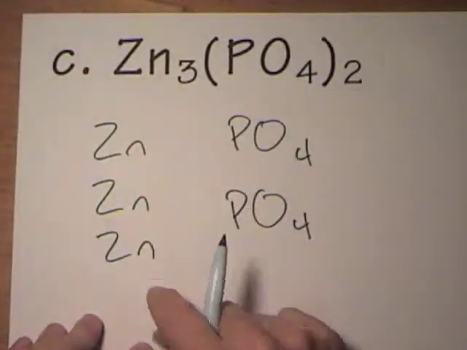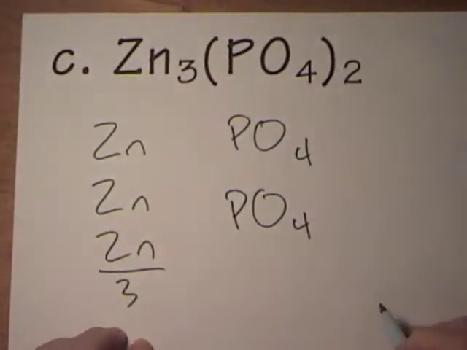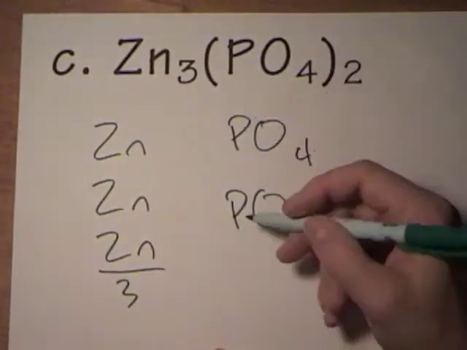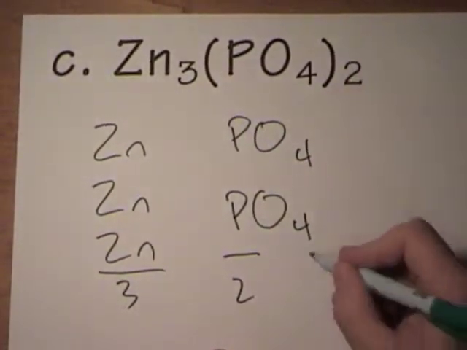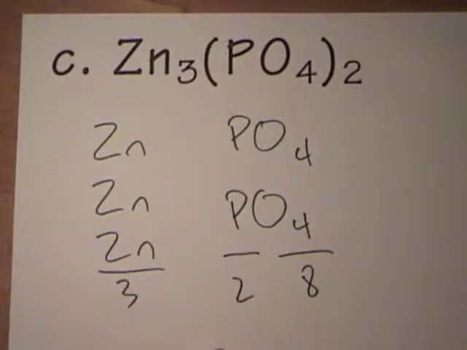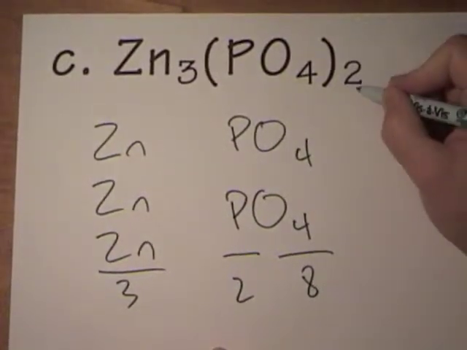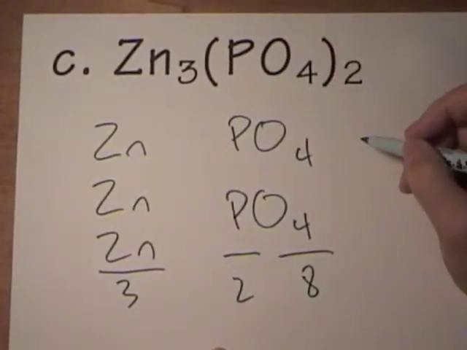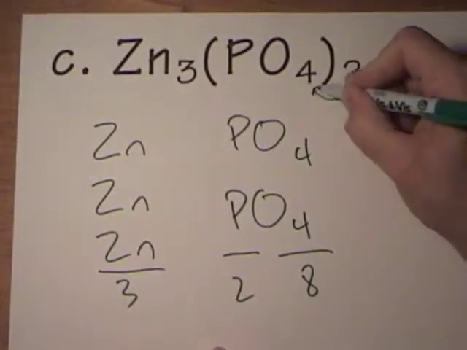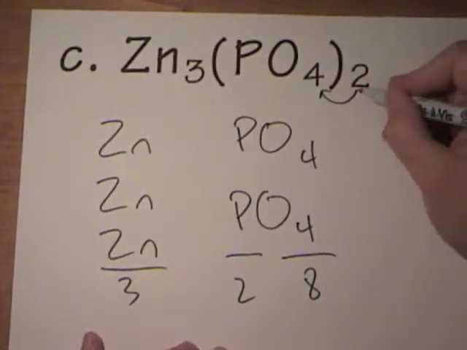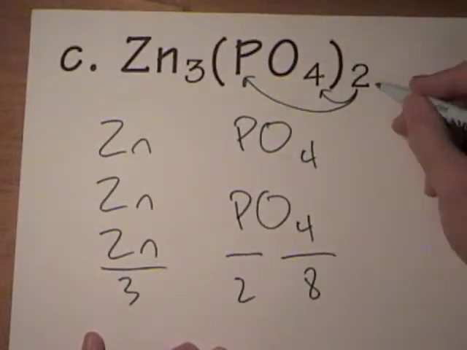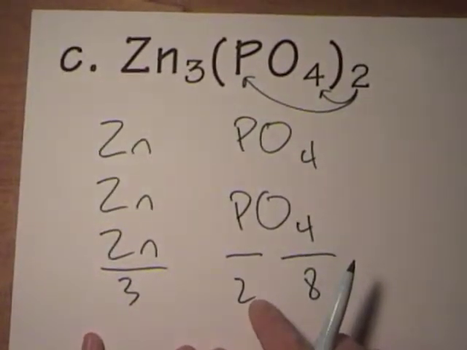So if I count my zincs, I've got 3. If I were to count my phosphorus, that's the P, I've got 2. If I were to count my oxygens, I have 8. Now I could also take this 2 and distribute it into the parentheses and get the same result. 2 times 4 oxygens is 8 oxygens. 2 times 1 phosphorus is 2 phosphoruses.